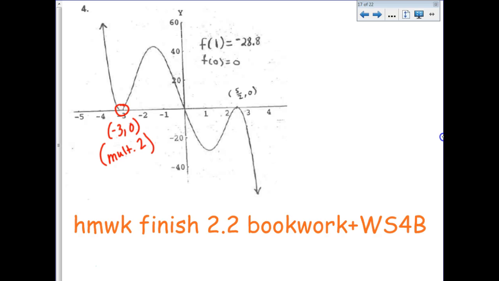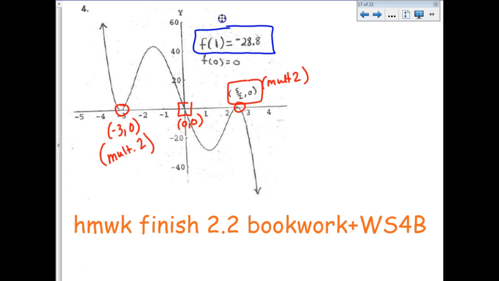All right. What's going on right here? That's an intercept of 0, 0, so that's just a one-time intercept. And then this guy here, it's bouncing again, isn't it? So that's a multiplicity 2. So they gave you a couple of ordered pairs at the top. This 0, 0 one we're going to use as an intercept. This other ordered pair, this is the one that I'm going to have to use at the end of the problem.